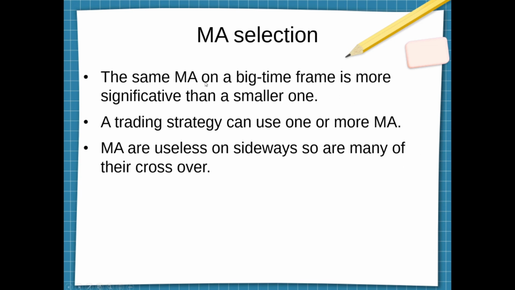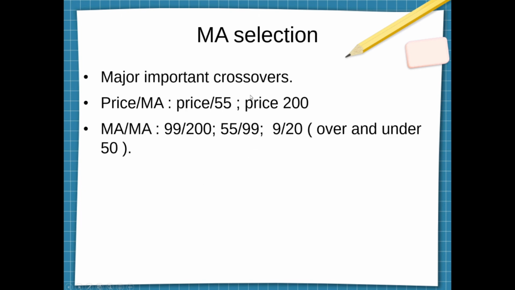Now, the same moving average on a big time frame is more significant than on a smaller one. For example, a moving average of 55 on a 1 hour time frame is way different than a 55 on a weekly time frame. A trading strategy can use one or more moving averages. Moving averages are useless in a sideways market, and I think I've told you that. Too many crossovers just give you too much noise. Now, major important crossovers: the price and the moving average 55, and the price and the 200.